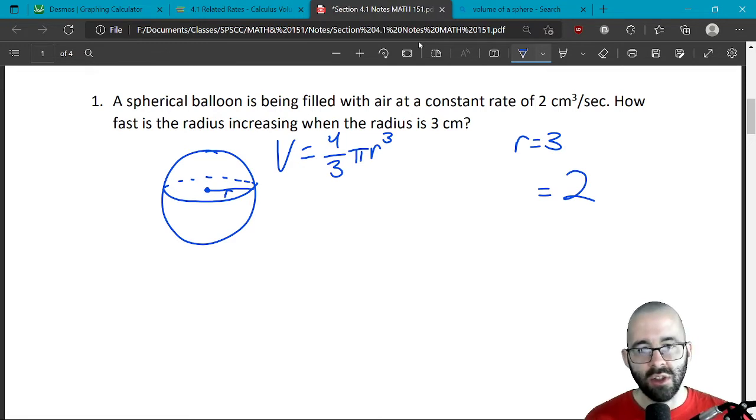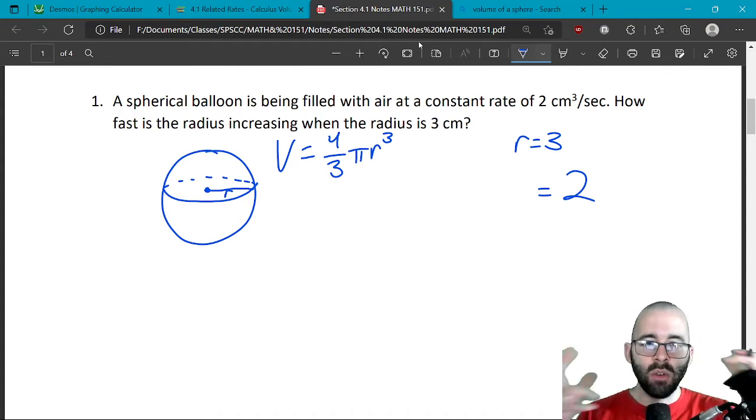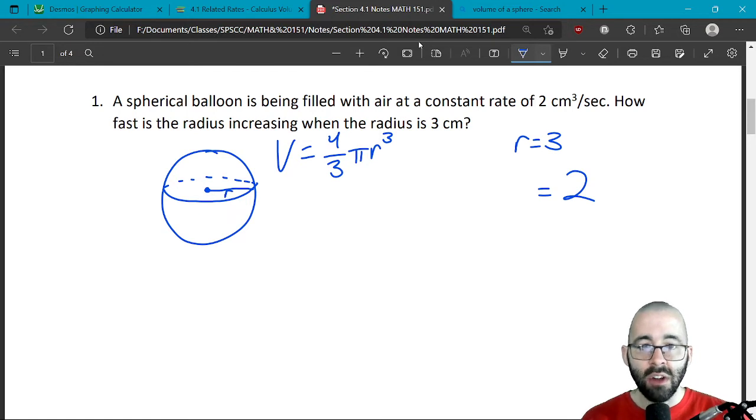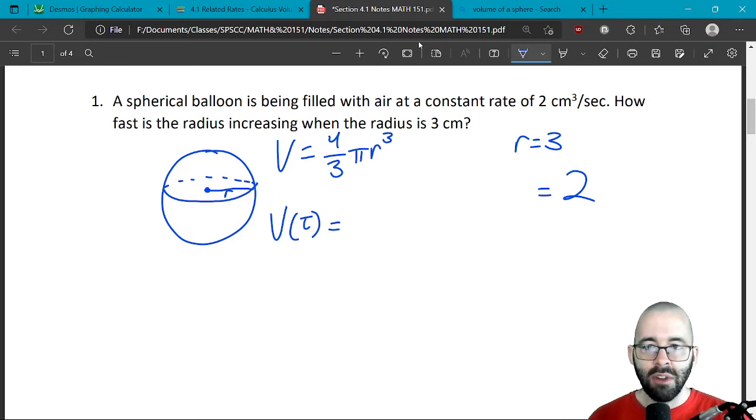This is just an introduction here. We'll do a more formalized step-by-step process for these sorts of problems in the next video. I just want to introduce some concepts. This balloon is inflating over time. The volume is a function of time; the volume is changing over time. So instead of writing V, let's write it as a function: V is a function of time.